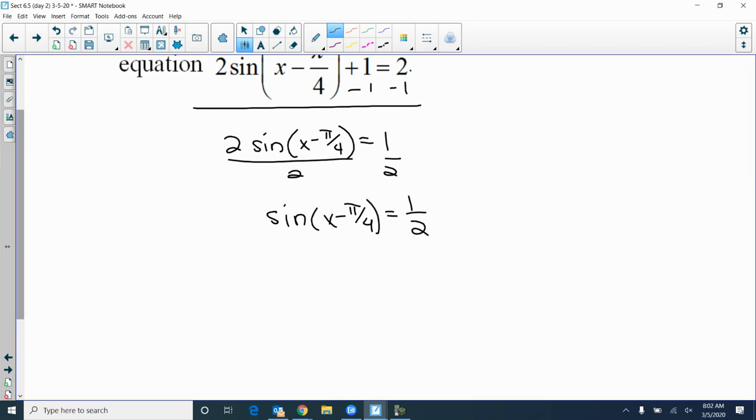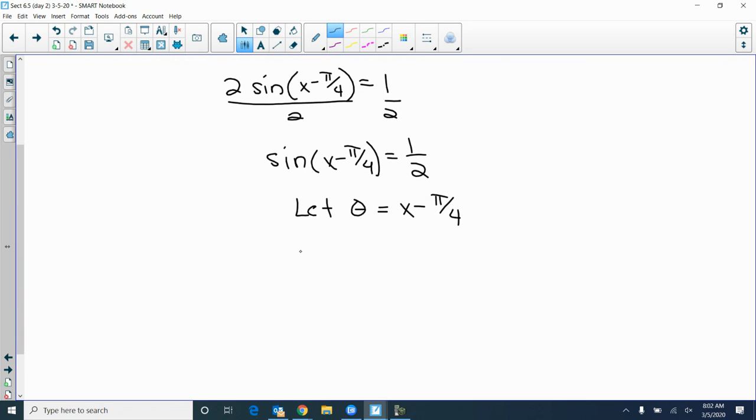When I say substitution, if I have something other than just an x or a theta, I'm going to let, in this case, theta equal x minus pi over 4. Just makes life a little bit easier for me. And then I'm just going to say sine of theta equals 1 half. All right, so from 0 to 2 pi, what two angles have a sine of 1 half in radians? 30 degrees, which is pi over 6. And what's the other one? 150 degrees, which is 5 pi over 6.